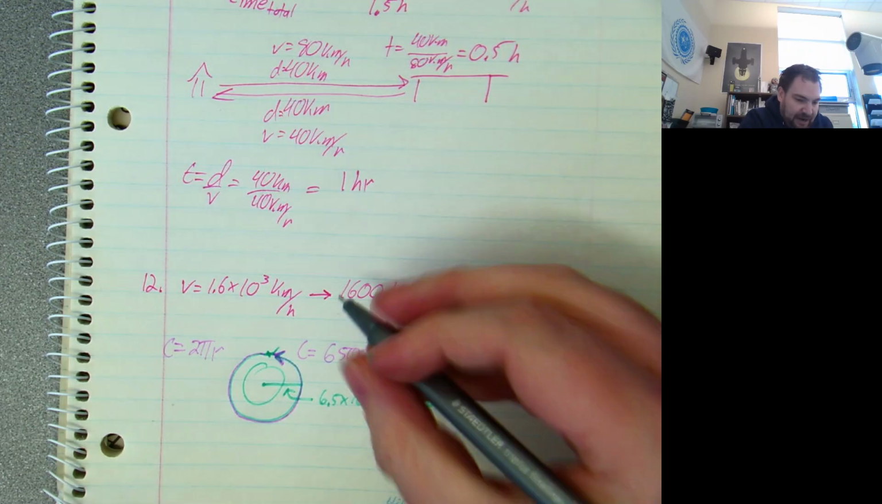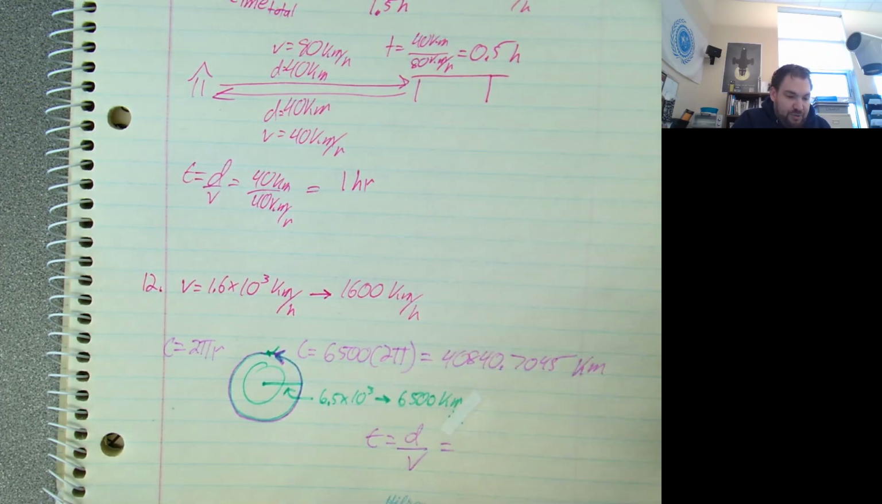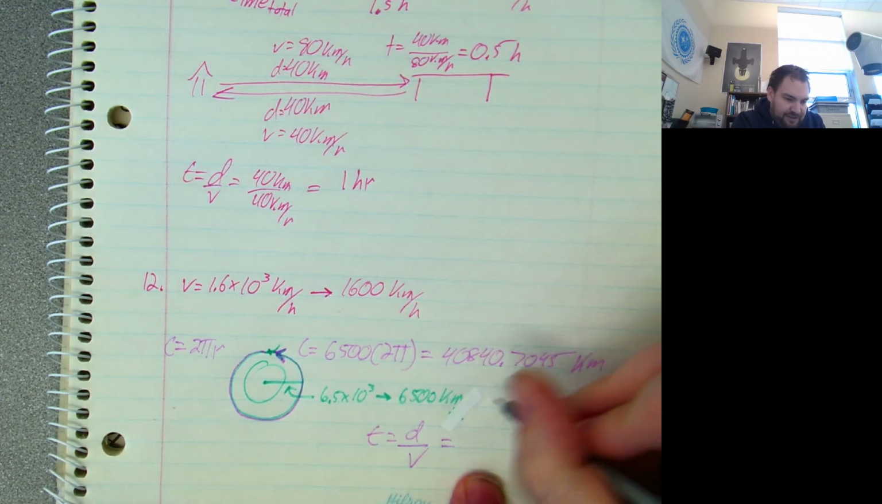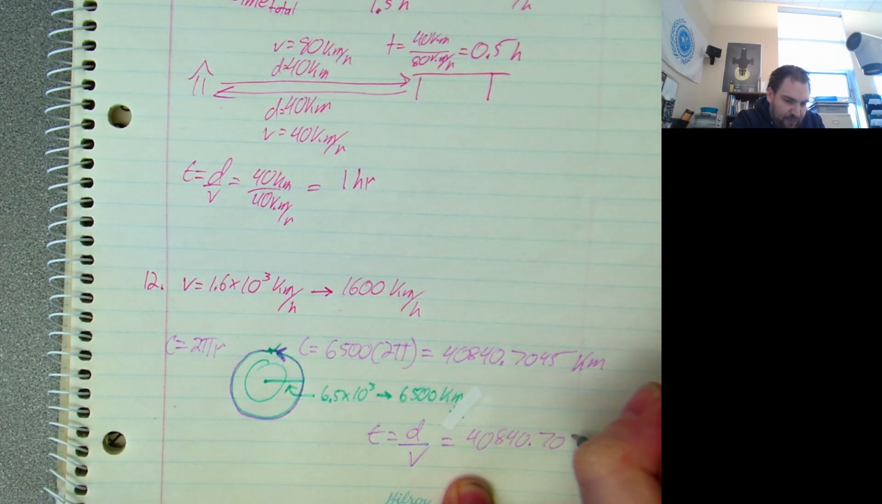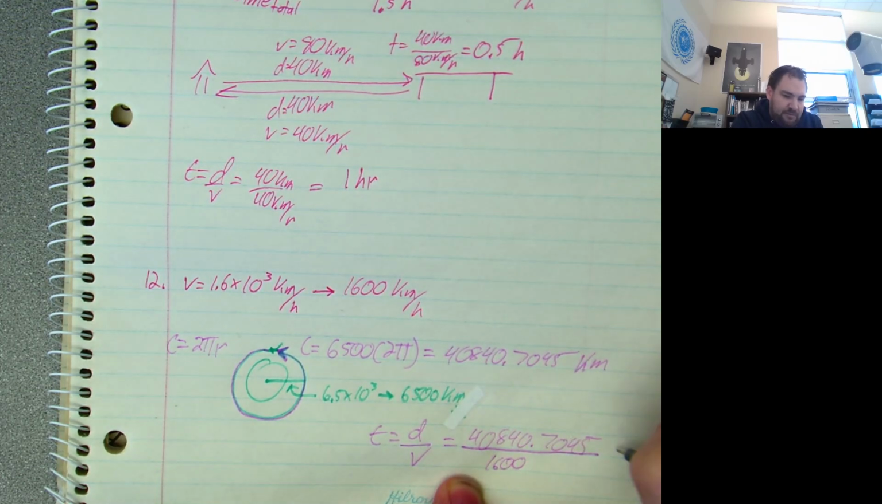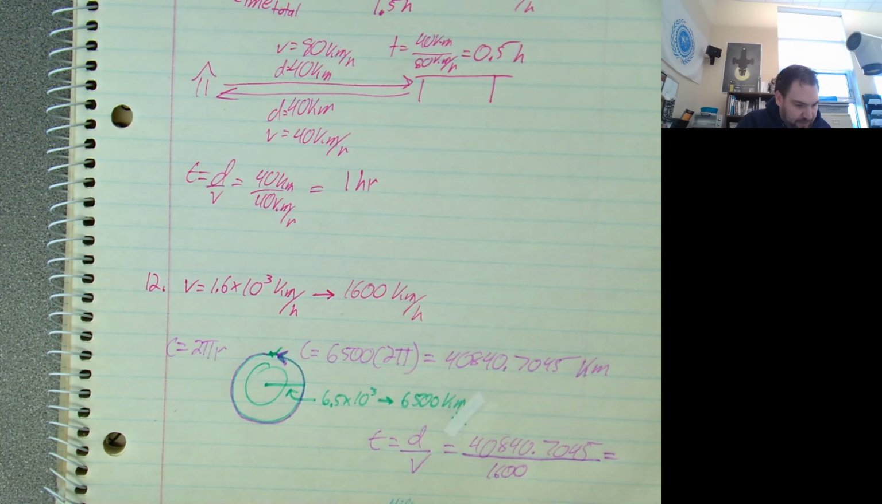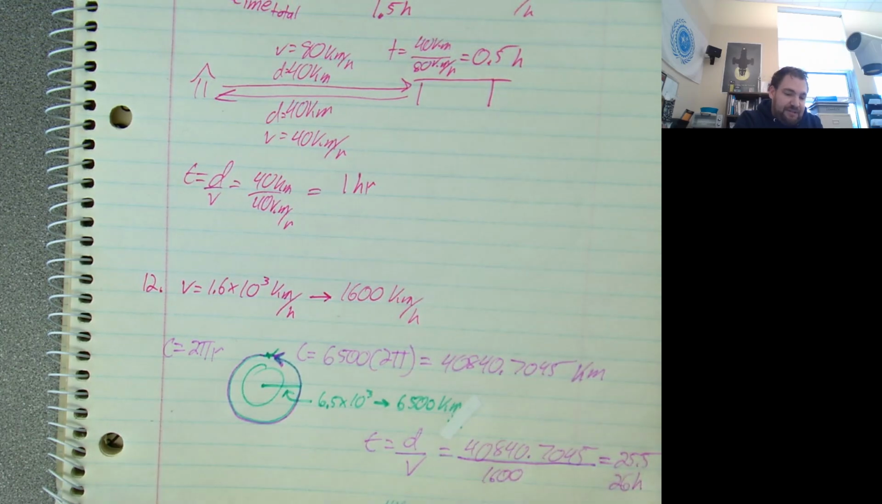So then to find the time, time is distance traveled divided by speed at which you traveled. So this is going to be 40,840.7045 divided by 1,600. And unless I screwed this up, it should be 25.5, which I would round to 26. Which your answer key rounds to 26 as well.